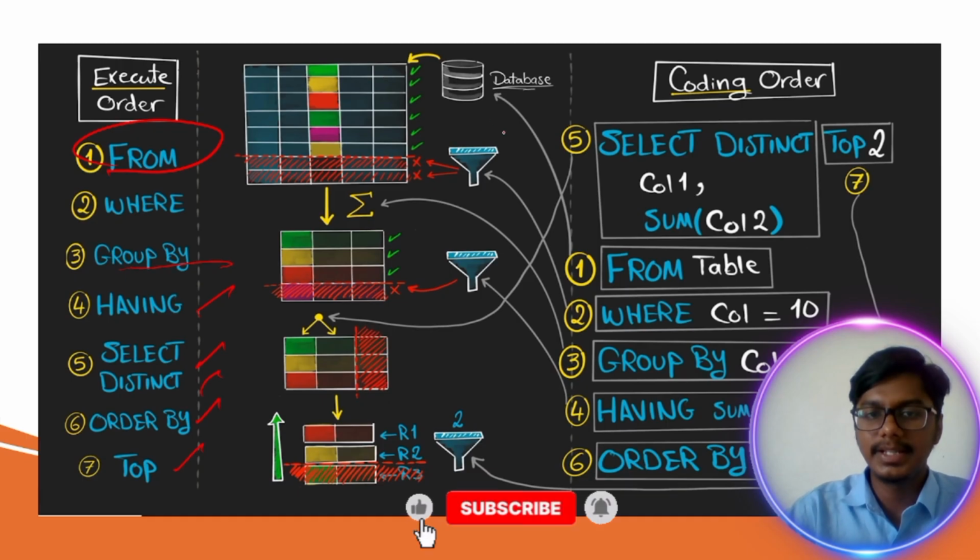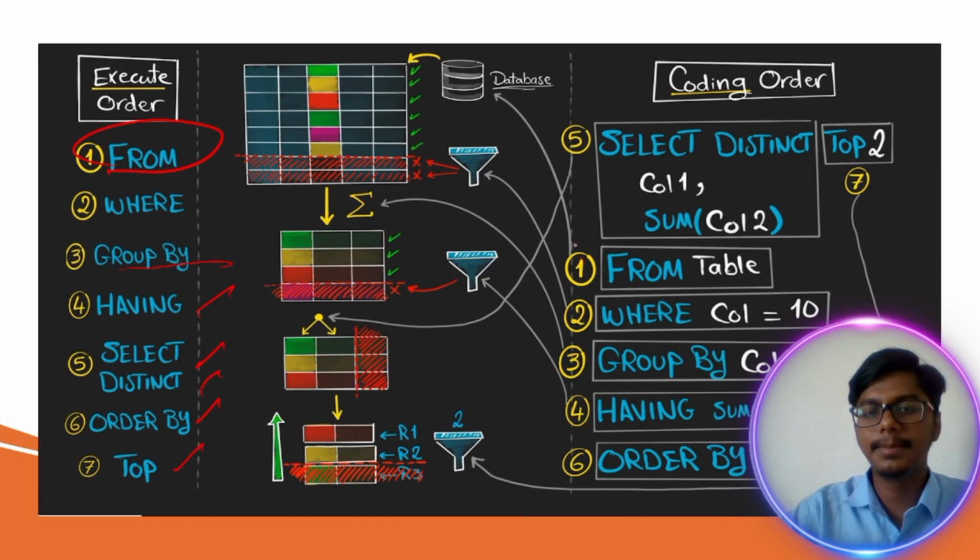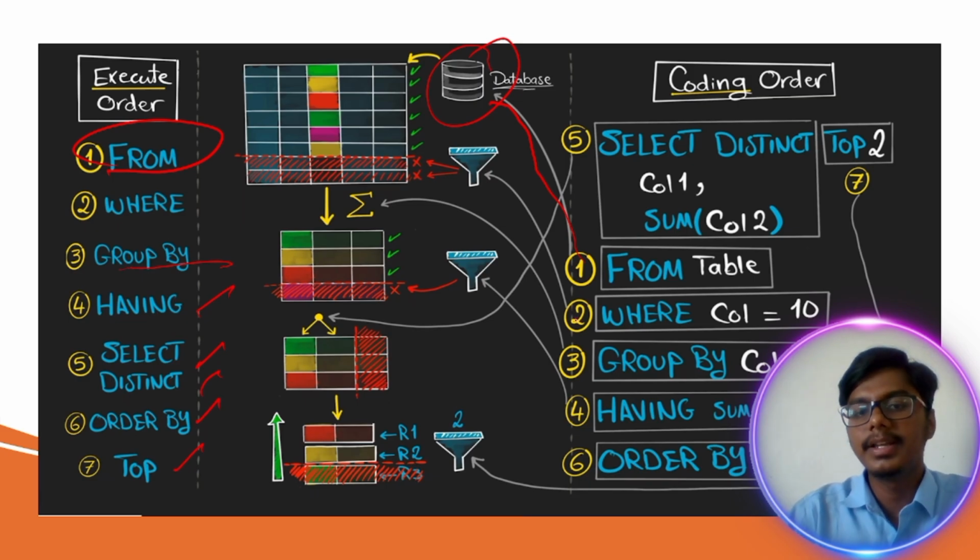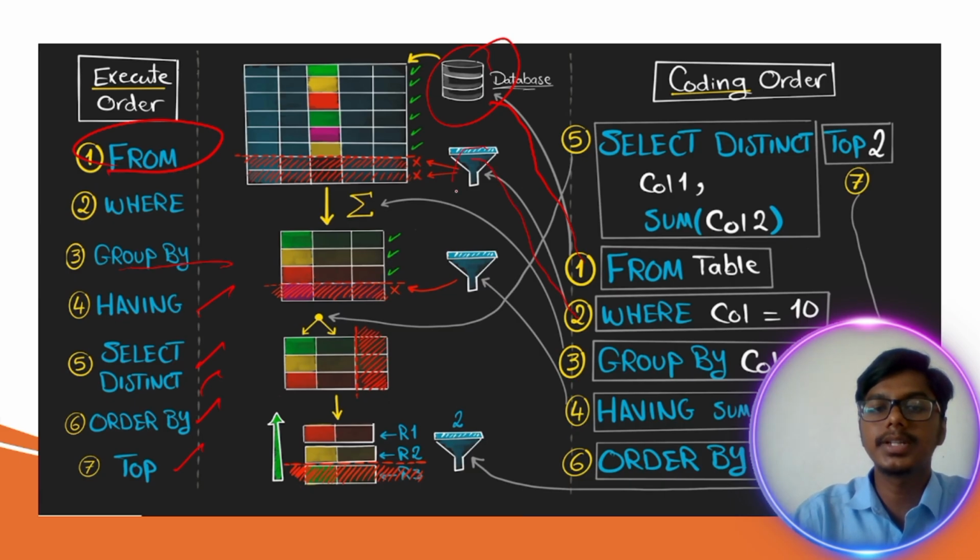Imagine this is the database. From which table? I just need the first table in that students database. If you see the visual itself, the second execution is the WHERE. From WHERE the column is equal to 10, it goes into the database and filters the data.